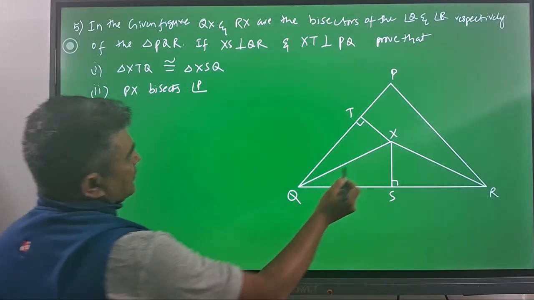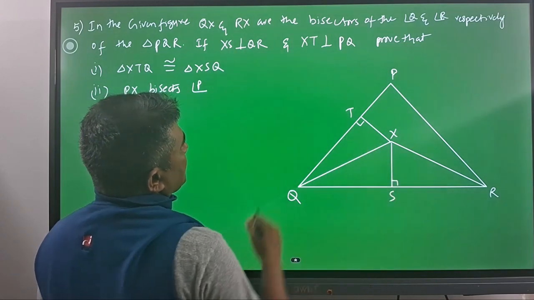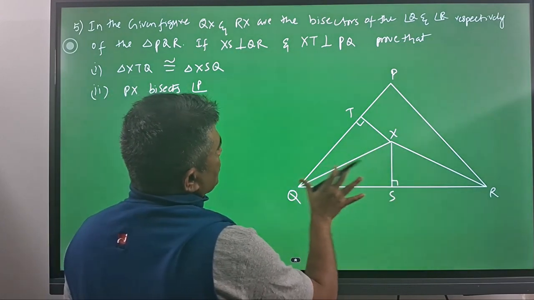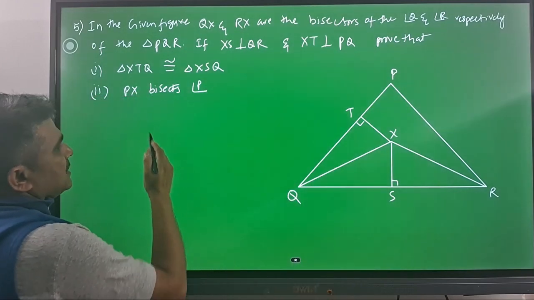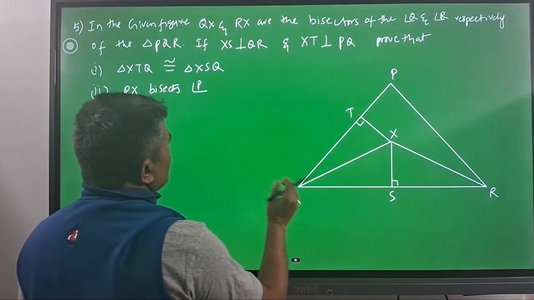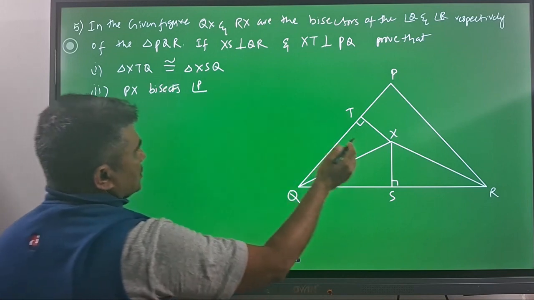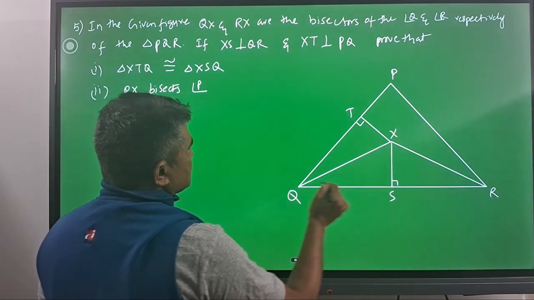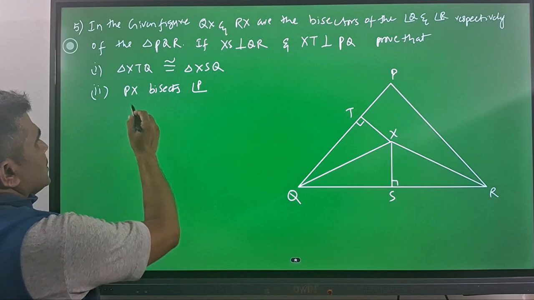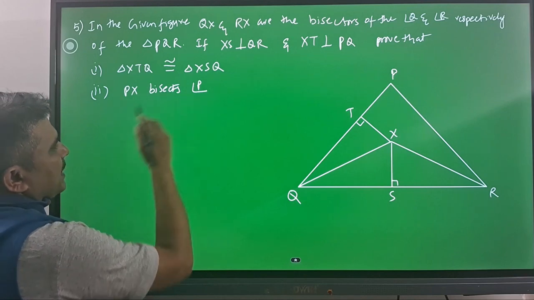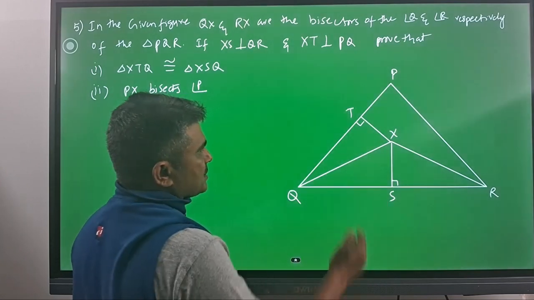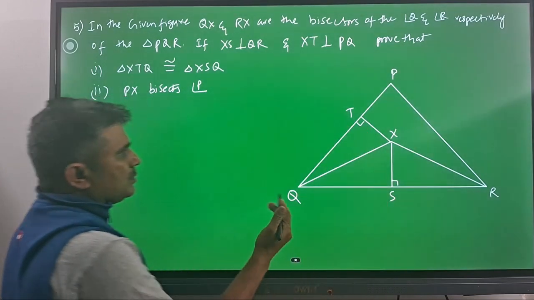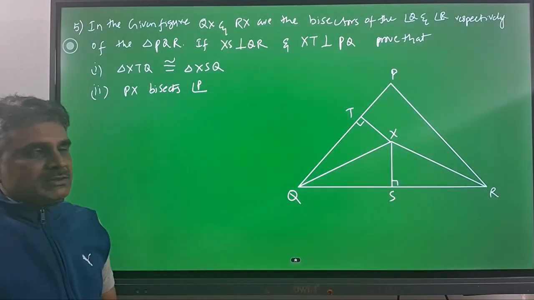If XS and XT are perpendicular to QR and PQ, prove that triangle XTQ is congruent to triangle XSQ, and also we need to prove PX bisects angle P. So PX bisects angle P here. It is not given in the picture, but we need to draw according to the given information.